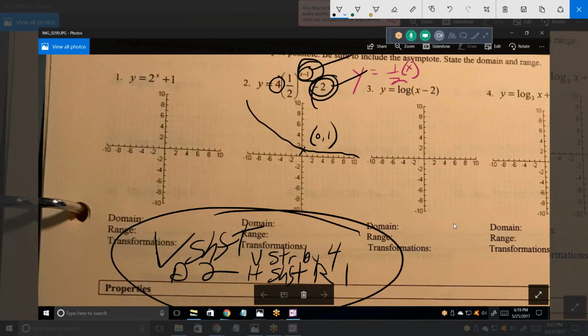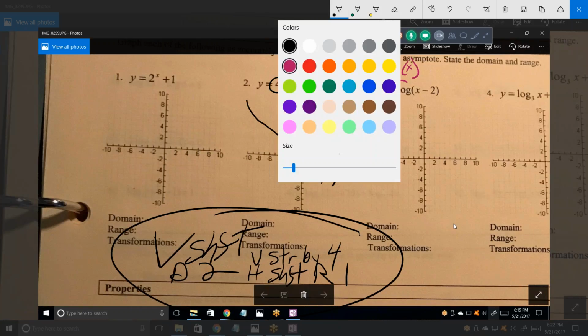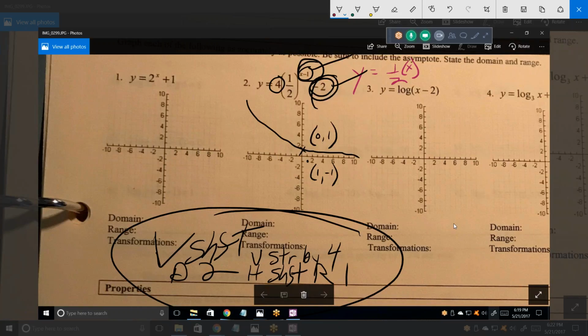Right, 1 comma negative 1, which is right there. So that's a shift to the right of 1 based on that, and a shift down of 2 based on that. So this point is going to go to right there.